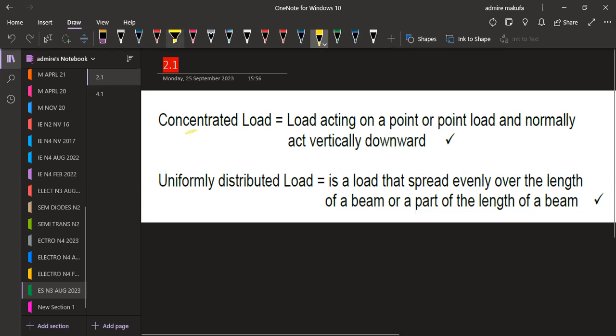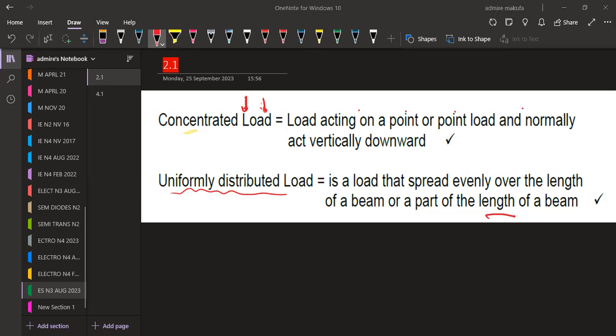Remember, if you are talking about a concentrated load, we are simply talking about those loads that will be acting downwards, normally given at a point. Whereas a uniformly distributed load is a load that is spread evenly over the length of a beam or a part of the length of the beam. That is the difference. A concentrated load is the load acting on a point, or a point load, and normally acts vertically downwards. So I think that is direct.